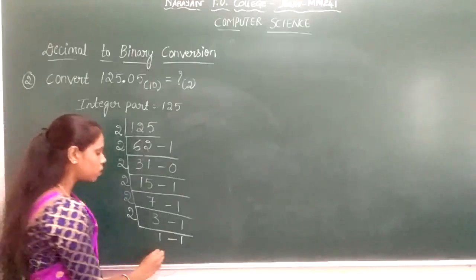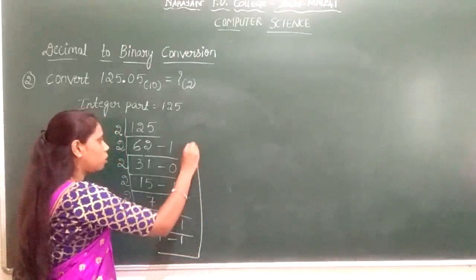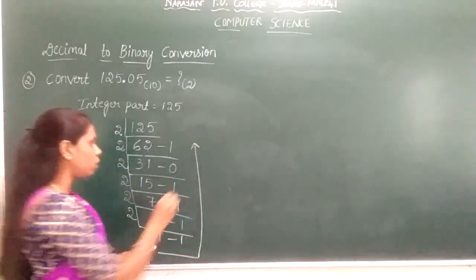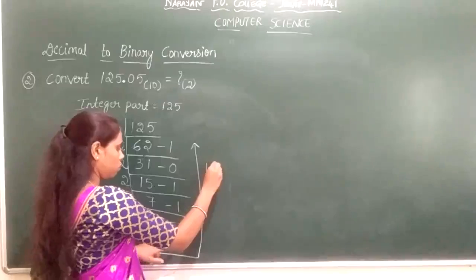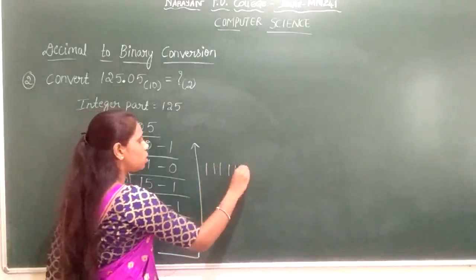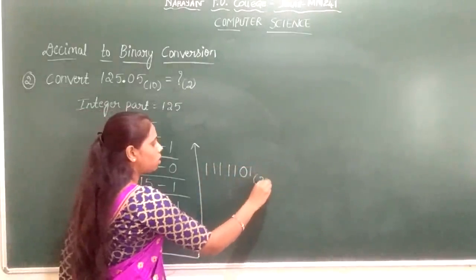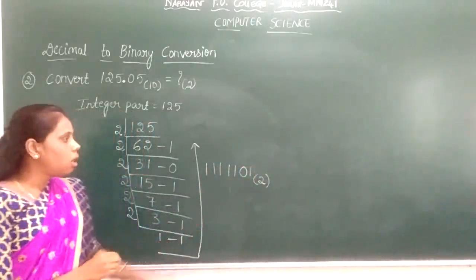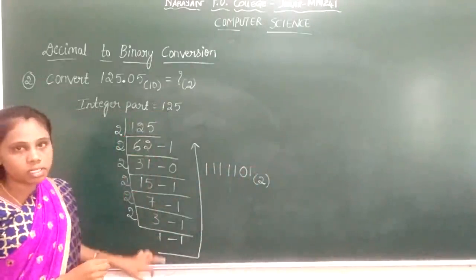Now write the values from bottom to top. What is the binary value? That is 1 1 1 1, so totally we have 5 ones, then 0 1, and the base is 2. Now this is only for the integer part.